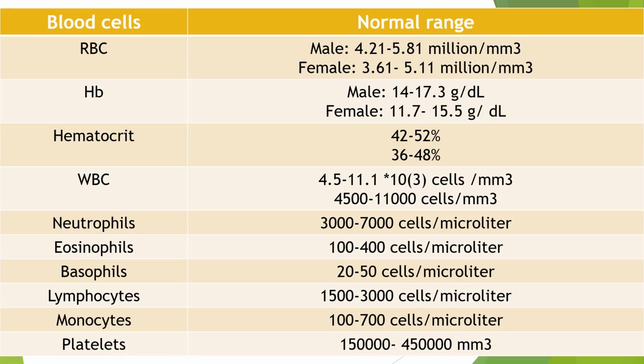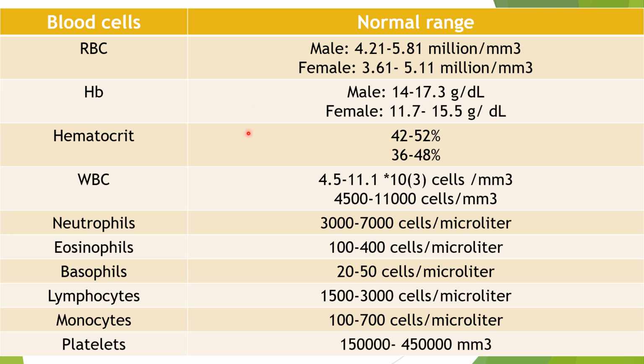Before going to this video, we need to know about the normal values of the blood cells. RBC for males is 4.21 to 5.81 million per millimeter cube. For females it is 3.61 to 5.11 million per millimeter cube. The hemoglobin value in adults, taking the age group 15 to 64 years: for males it is 14 to 17.3 grams per deciliter, and for females it is 11.7 to 15.5 grams per deciliter.